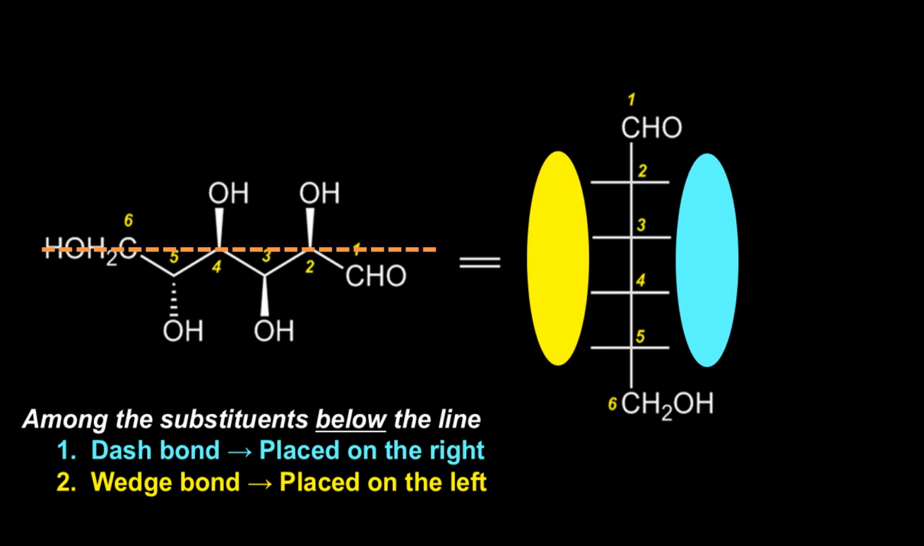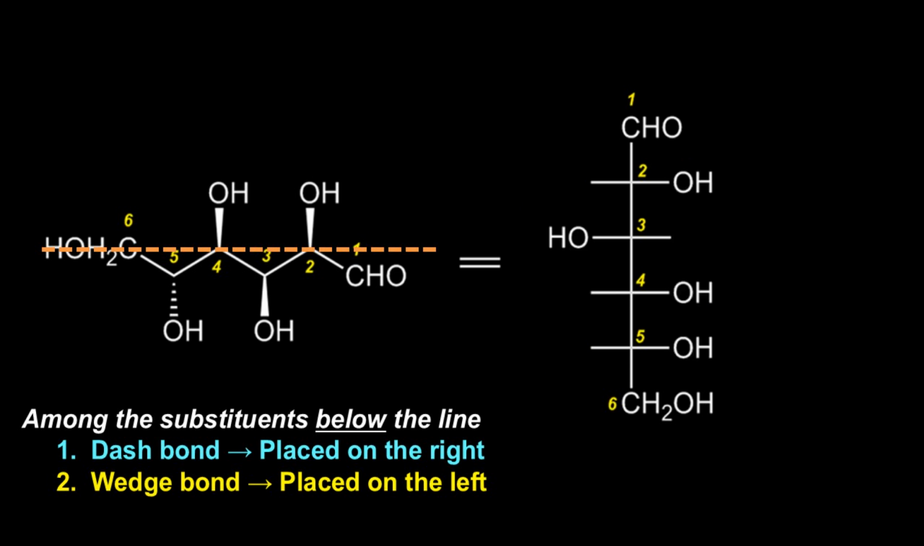Now, for the substituents below the horizontal line, it's the opposite. Dash bonds move to the right side of the Fischer projection, while wedge bonds go to the left. Just remember, it's a simple flip from how we handled the ones above the line. So in this case, the wedge bond on carbon 3 will end up on the left side of the Fischer projection. And the dash bond on carbon 5?